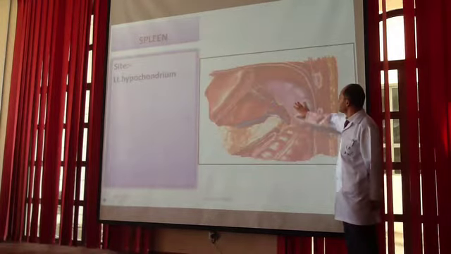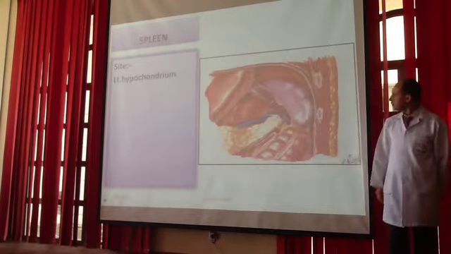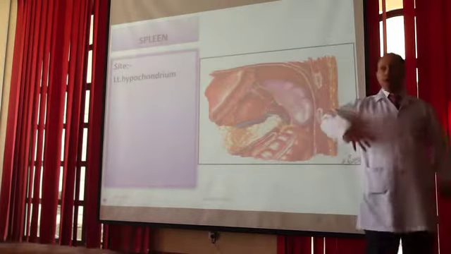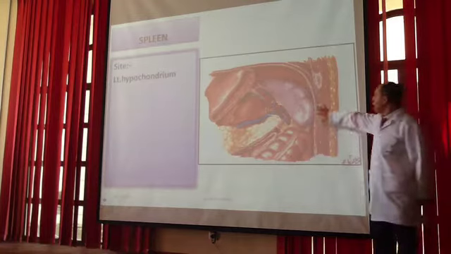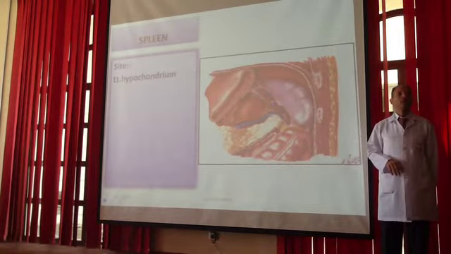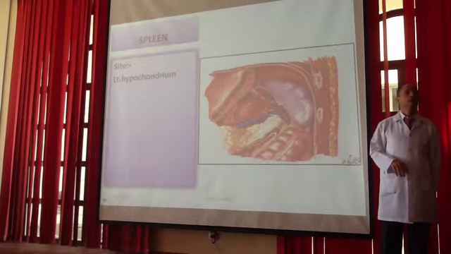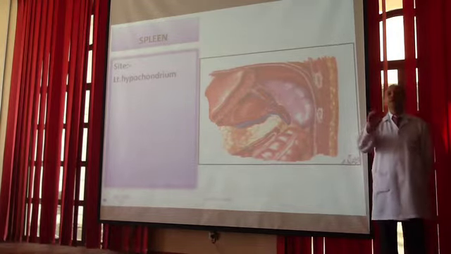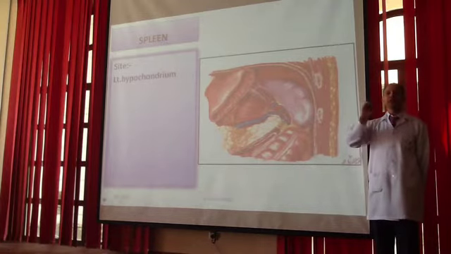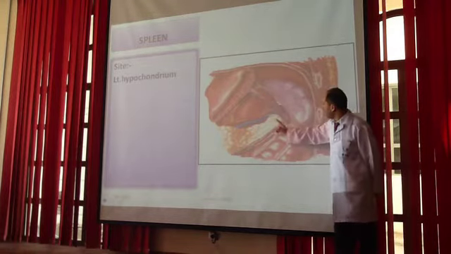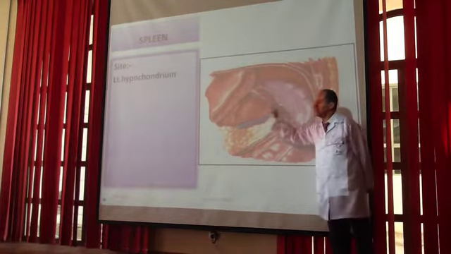So this is the spleen. What about its actual position? Right or left? Left. Left hypochondrium. Main relation: it makes relation with 3 main organs, with the stomach, with the tail of pancreas, with the left kidney.